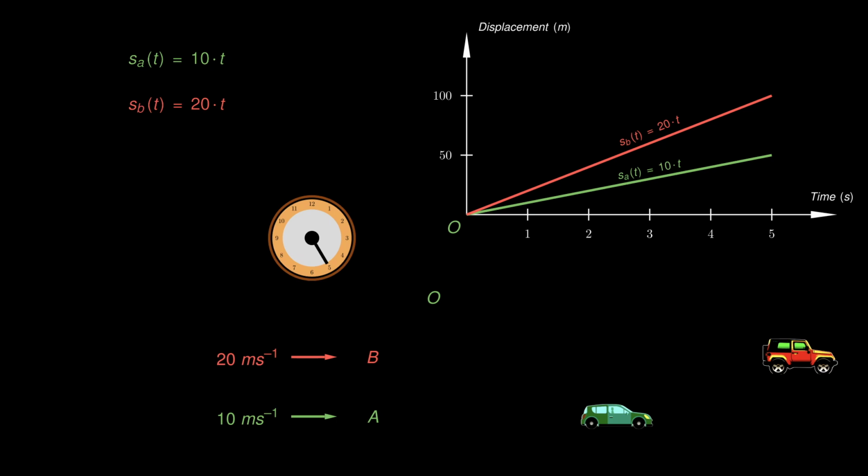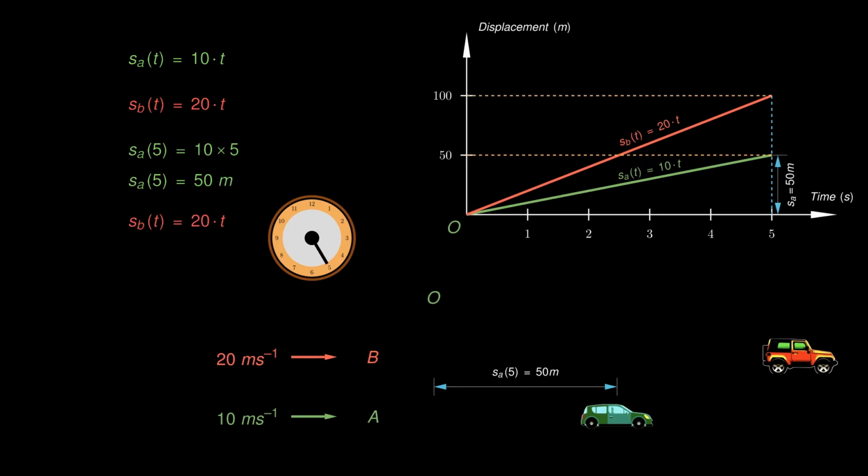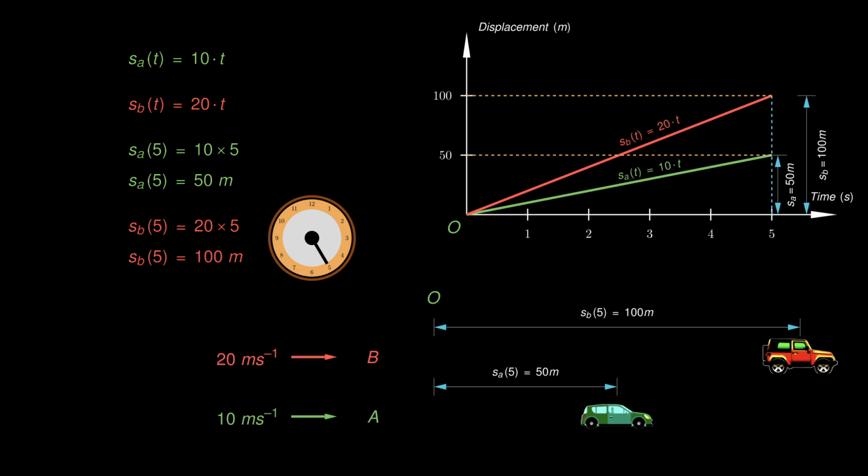With the two functions derived for the motion of the vehicles, we can now find the displacement of each vehicle at any given time. The beauty of these functions lies in their ability to provide precise information about the position of each vehicle as time progresses. For example, if we want to know the displacement of the two vehicles after 5 seconds, we simply substitute 5 seconds for t in each of the equations. For vehicle A, this substitution will show that it has traveled 50 meters, while vehicle B, moving faster, will have covered 100 meters. These functions aren't just limited to finding displacements.